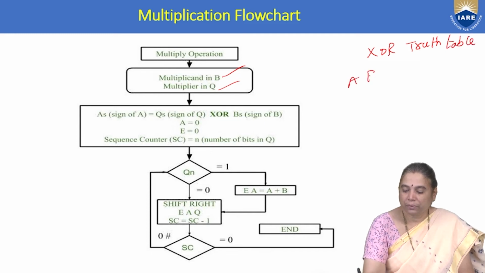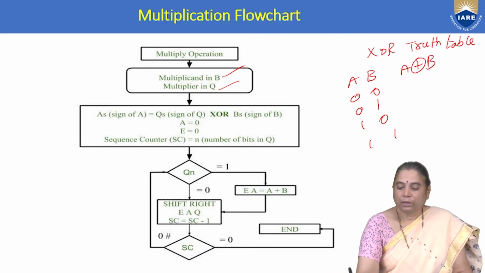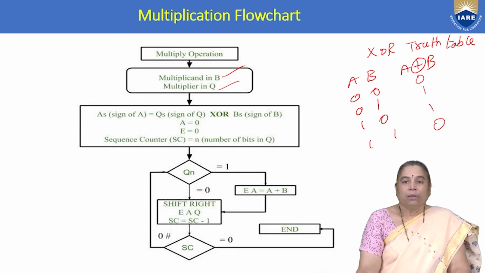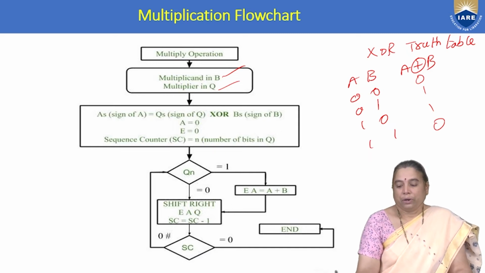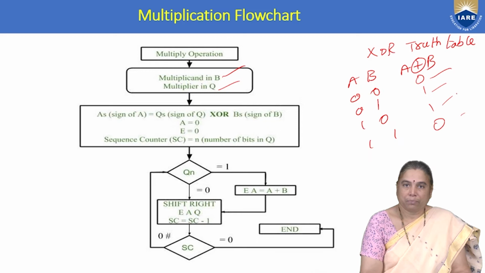For two numbers, the truth table of XOR logic is as follows. When both input numbers are the same, 0, 0 or 1, 1, then the XOR output is 0. If the two numbers are different, the XOR output is 1.